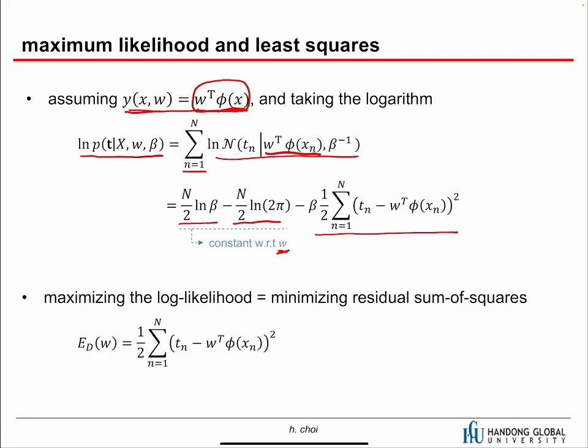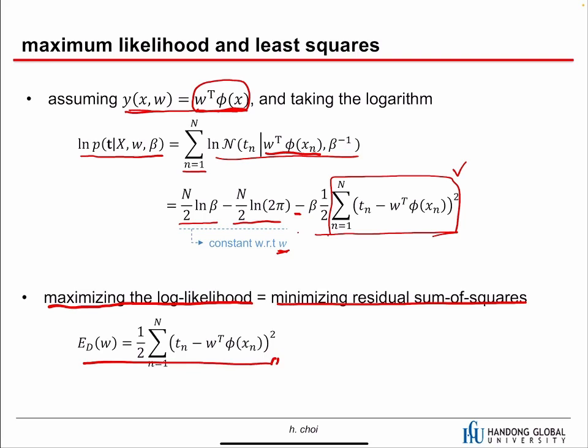We want to maximize this log likelihood, which means we have to minimize this part, because we have a minus sign here. That is, maximizing the log likelihood is minimizing the residual sum of squares. So we got this equation.